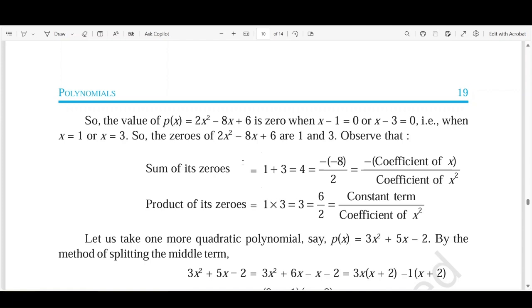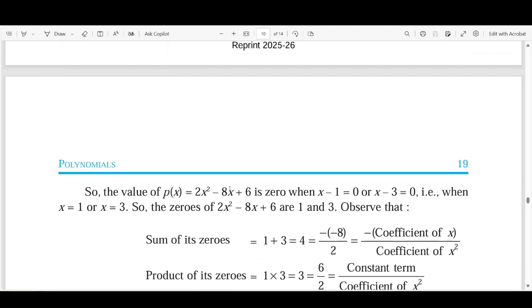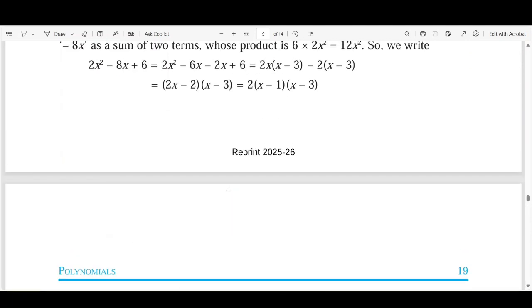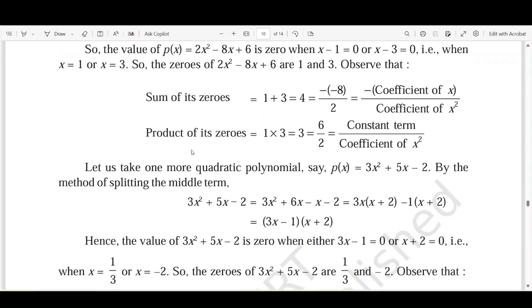So from this we can observe that sum of its zeros will be equal to negative of coefficient of x divided by coefficient of x square, and product of zeros will be equal to constant term divided by coefficient of x square. So it is to be noted that when you want to determine the zeros for a quadratic polynomial, these two expressions will help us to identify them. So always remember, sum of its zeros will be equal to negative of coefficient of x by coefficient of x square, and product of its zeros will be equal to constant term divided by coefficient of x square.